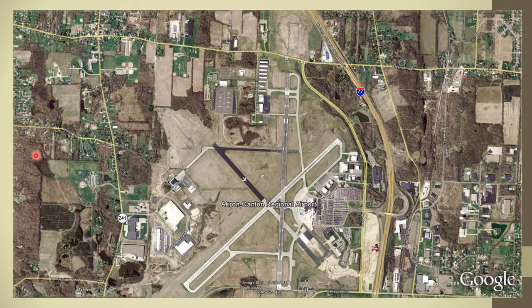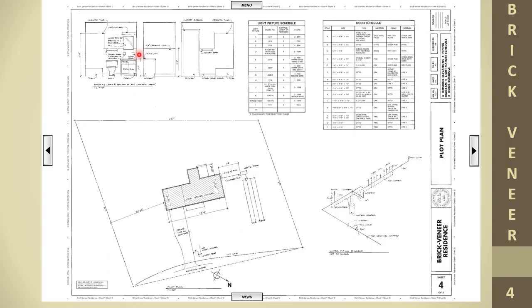This is the Akron-Canton Regional Airport. Here's my apron up here, and you can see its relation to other parts of the airport and to the general community in which it sits. So let's take a look at brick veneer number 4. Now, there's a lot of use of what I call white space, extra space on the drawing that the designer took advantage of. That's perfectly okay.